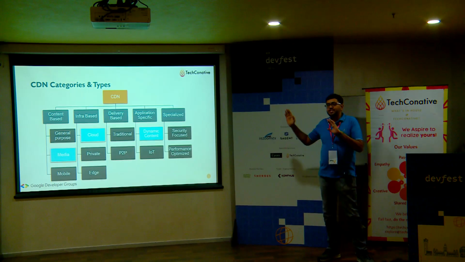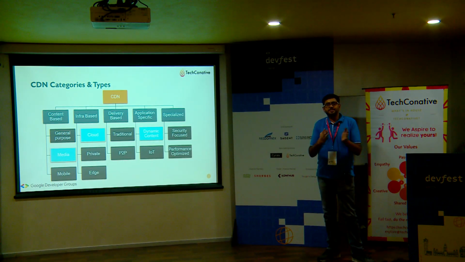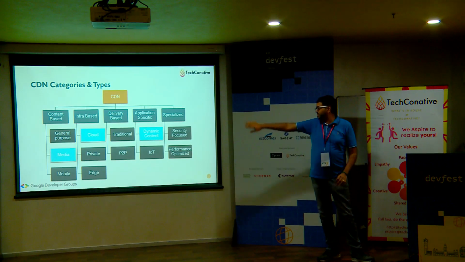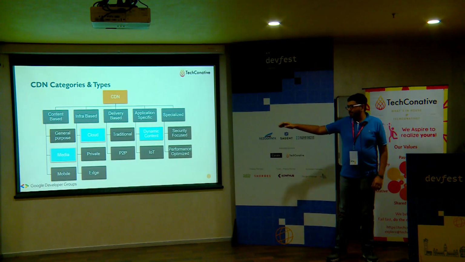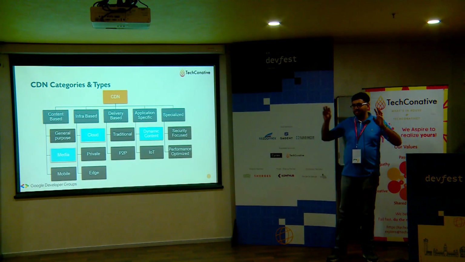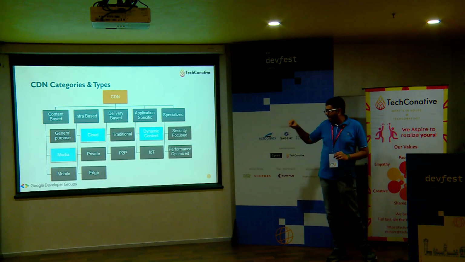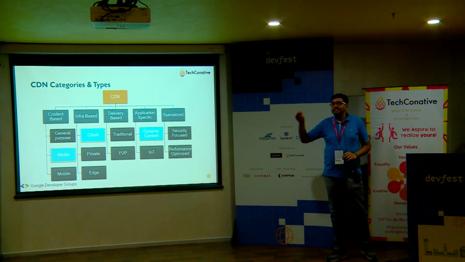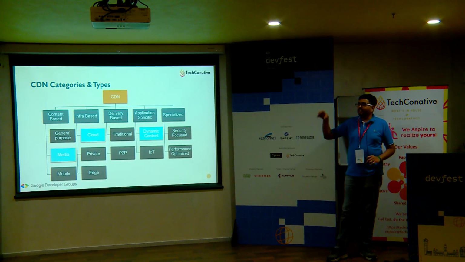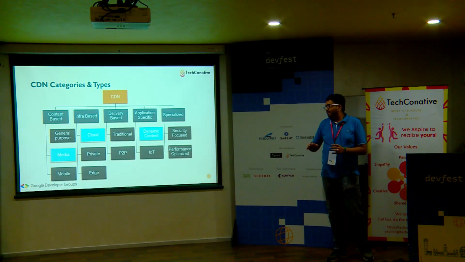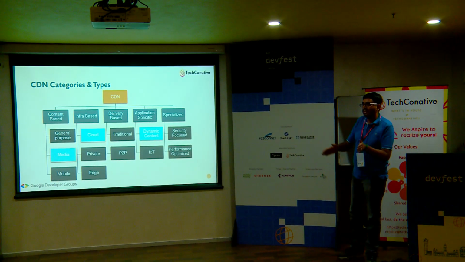When you take content-based, the general purpose CDN is more towards serving your CSS, your JS, and your HTML pages, and media is more towards the images and the videos that you are going to have, and certain CDNs are optimized for delivering the contents to mobile. Okay, so that's based on the content.